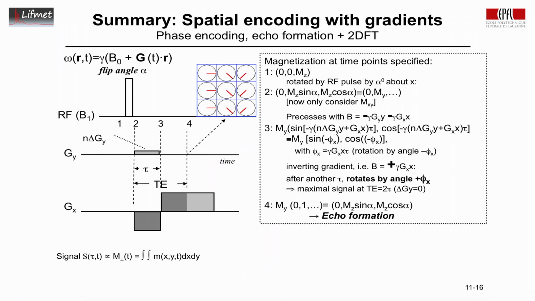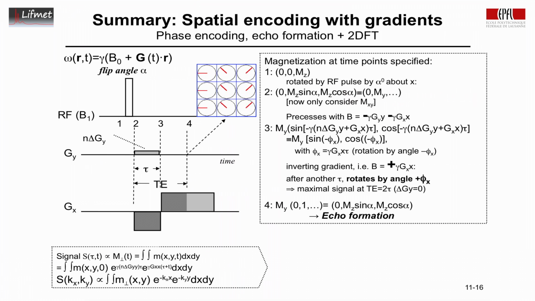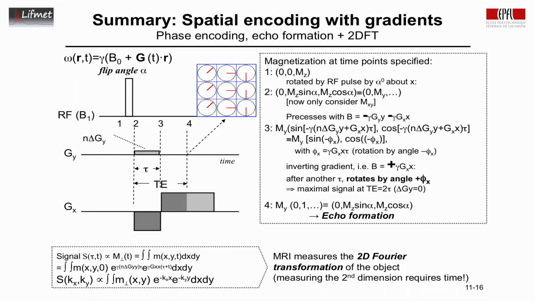Now the signal at time tau or t, for the phase-encoding gradient, we have the influence of the phase-encoding gradient, magnetization at the start, and the influence of the readout gradient. So we have t here, tau here, so it's tau plus t is the influence of the gradient. And we can rewrite this as the signal in k-space, again with an appropriate variable transformation. So mathematically, and this is the key take-home message, MRI measures the 2D Fourier transformation of the object.